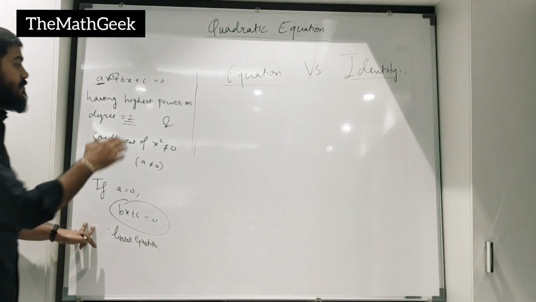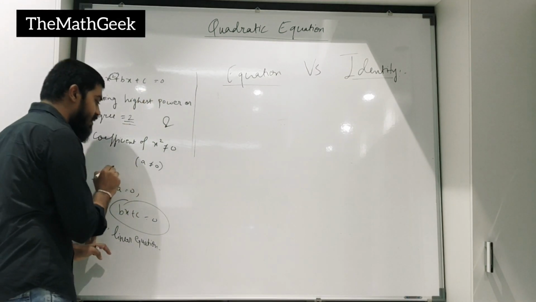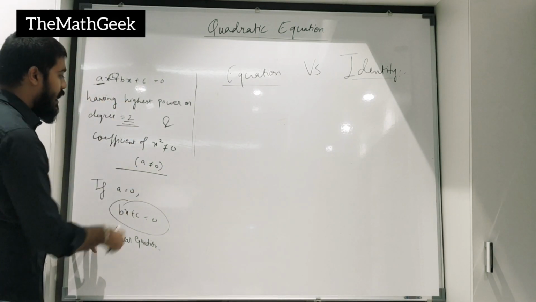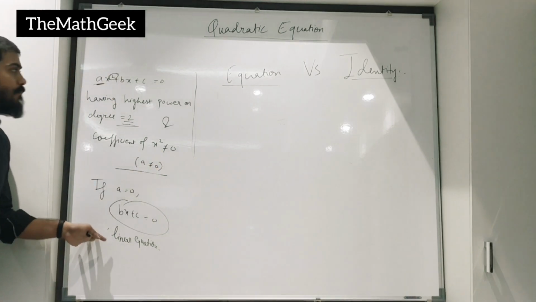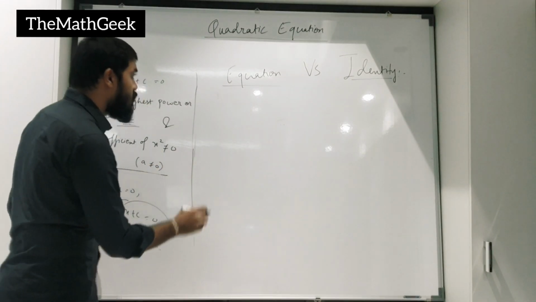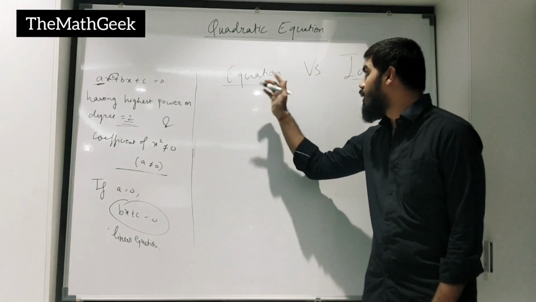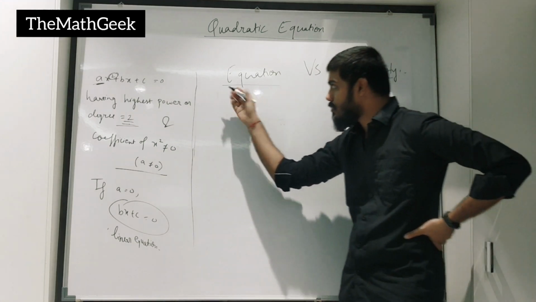So one of the most important conditions for an expression to be a quadratic equation is this: the power should be 2 and the coefficient of x square should not be equal to 0. Got it? Now let's jump to the first topic of this chapter, which is equation versus identity. What is an equation, what is an identity, and what is the basic difference between them?